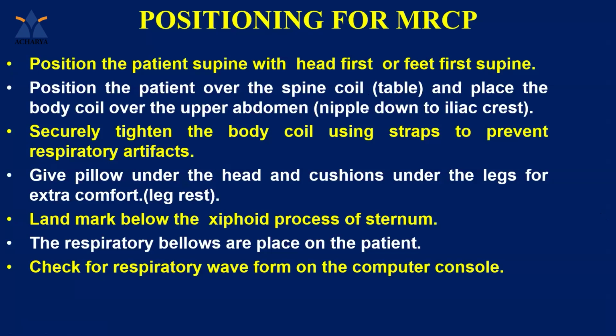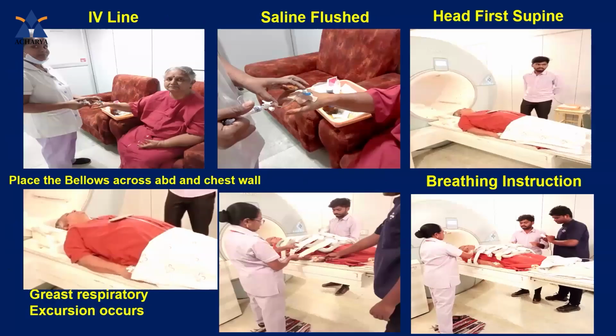Securely tighten the body coil using straps to prevent respiratory artifacts. Give a pillow under the head and cushions under the legs for extra comfort. Landmark below the xiphoid process of the sternum. The respiratory pillows are placed on the patient. Check for the respiratory waveform on the computer console.